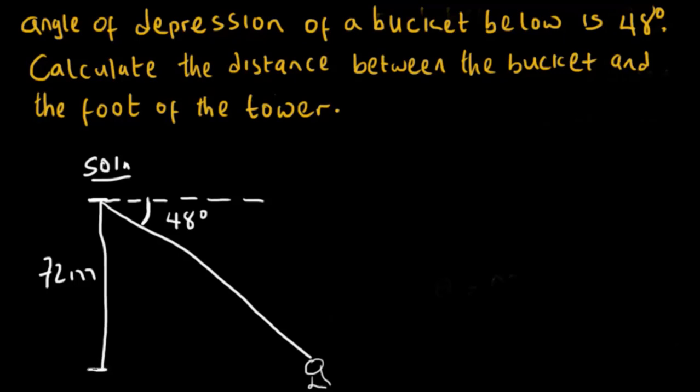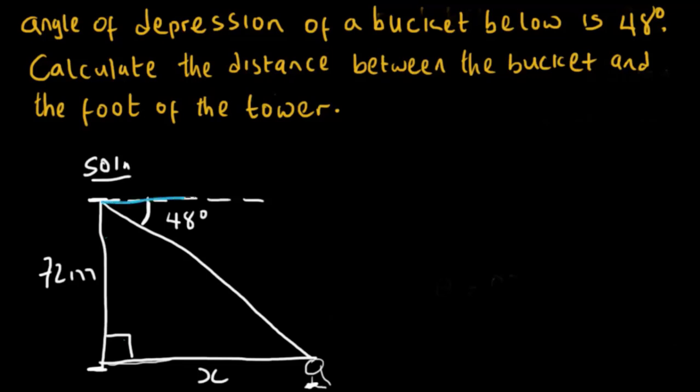Now we are told to calculate the distance between the bucket and the foot of the tower. Now this is the tower, this is the bucket. The distance between the bucket and the foot of the tower is this place, and we can represent it as x. Remember, this is a straight line. That means this angle here is 90 degrees. I hope you understand. Now the next thing you do before you start solving is to remember that aside from 90 degrees, we still do not have any other angles inside the triangle.